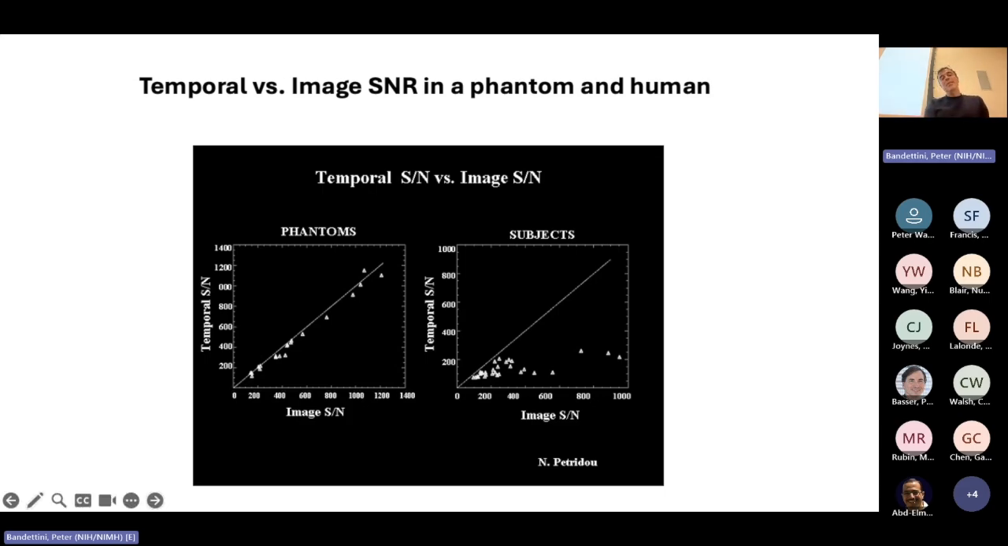So meaning that if the image has a high signal to noise, measured by looking at the signal in the phantom versus outside the phantom, that will correspond exactly to the signal as you measure it over time, the variation of the signal over time. But it turns out it's very different when you put people, or anything living, in the scanner.